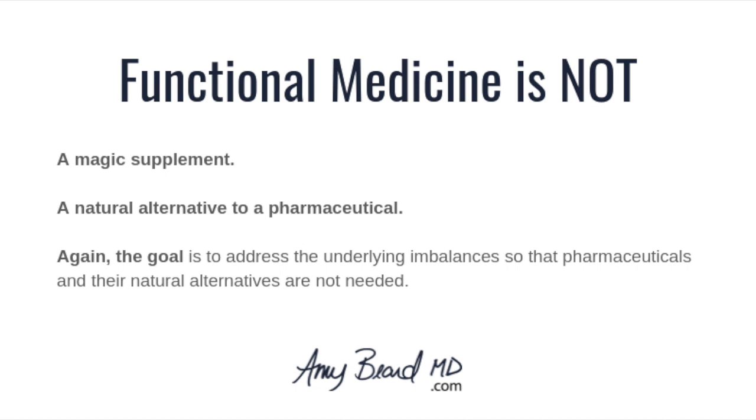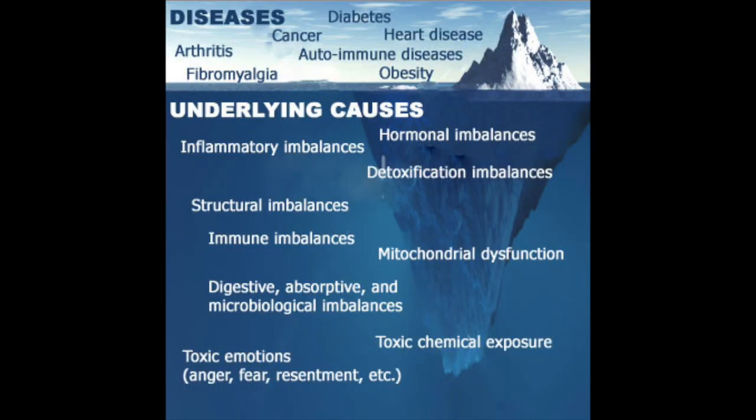Now I want to refer to a diagram I like to use to explain how functional medicine can be used to identify and address any type of disease or condition. You'll see a nice iceberg diagram right here. At the top, where the iceberg is coming out of the water, you see a list of diseases: diabetes, heart disease, fibromyalgia, arthritis, obesity, cancer. And underneath the water, you'll see a lot of different underlying causes.